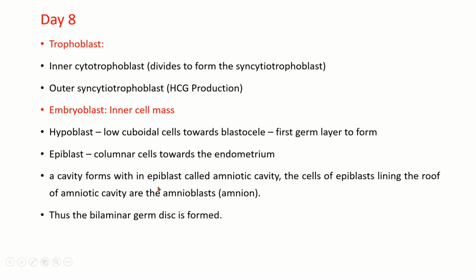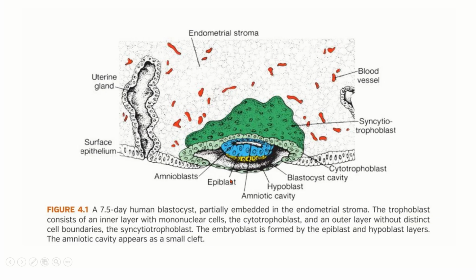So let us see all these points in the next picture. See here, there is a bilaminar germ disc, epiblast and hypoblast. The hypoblast is towards the blastocyst cavity and the epiblast is towards the ectoderm, and you can see the formation of the amniotic cavity within the epiblast. Here you can see the amnioblast lining the roof of the amniotic cavity. And here you can see the cytotrophoblast, and this is dividing to form the syncytiotrophoblast.